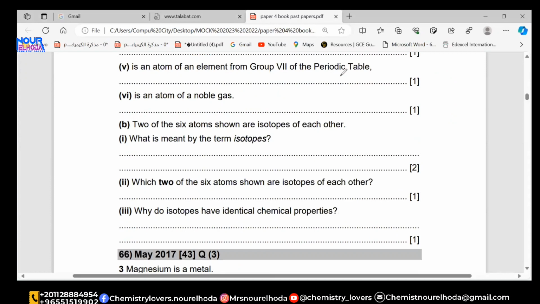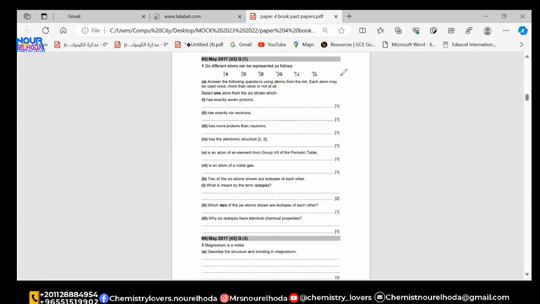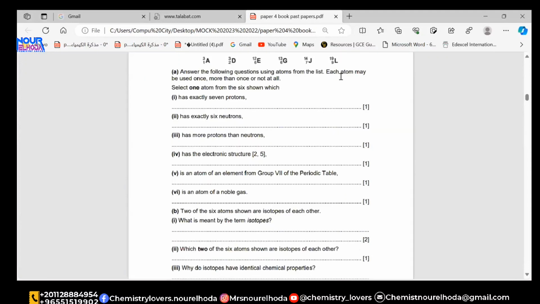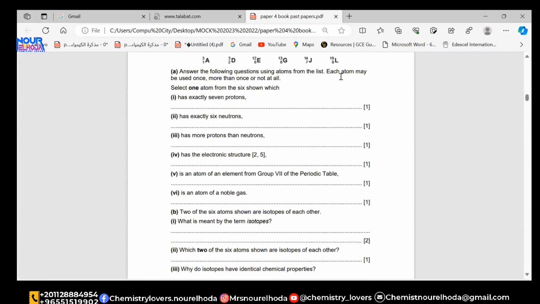Let's continue this first, then we'll do another one. You can just raise your hand without answering. What is meant by the term isotopes? Yes, Ahmed. It's the same element but with a different number of neutrons. Bravo, good job. Correct.